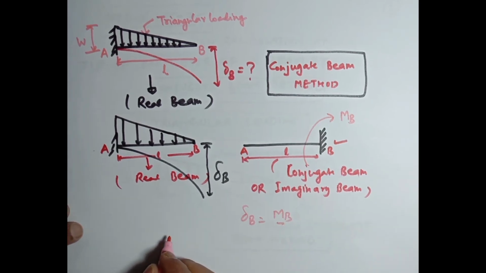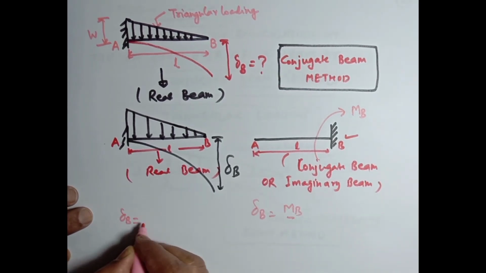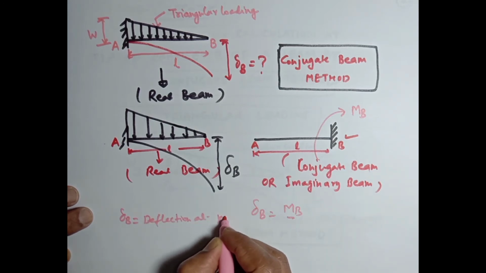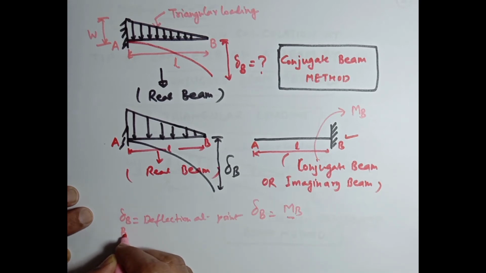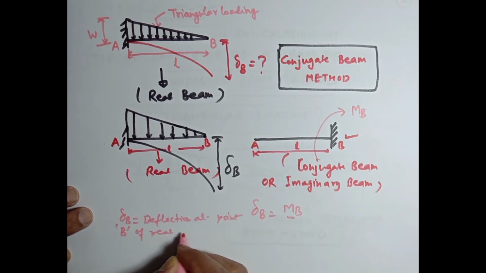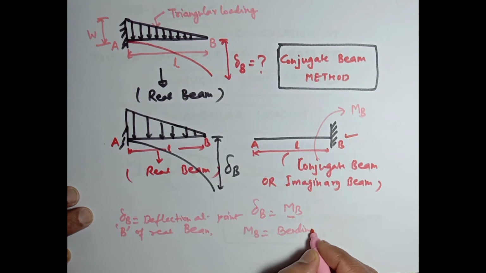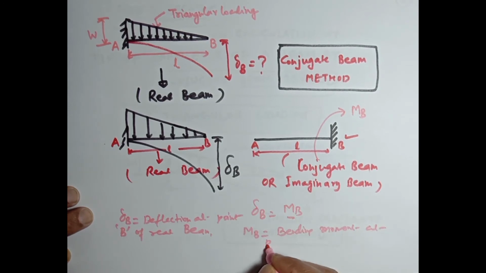You can write here: delta B is the deflection at point B of the real beam, and MB is the bending moment at point B of the conjugate beam.